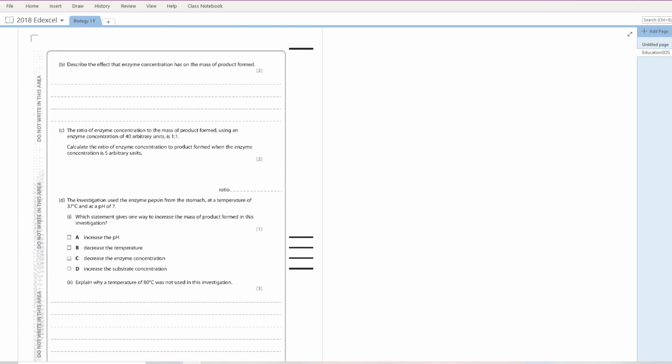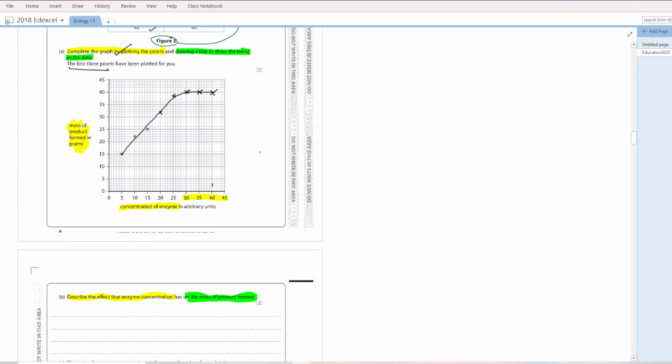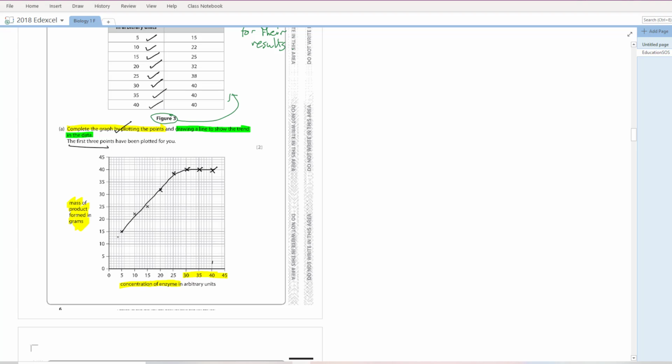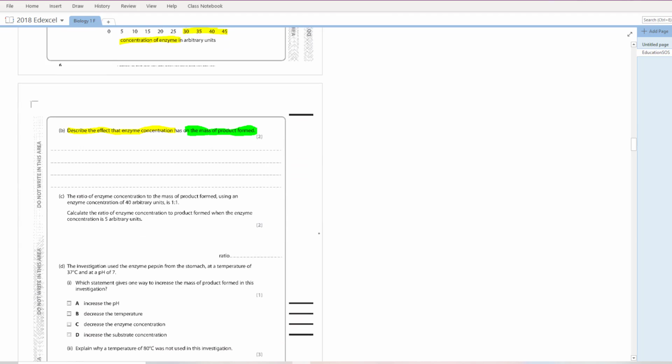The question states, describe the effect that enzyme concentration has on the mass of the product formed. So what effect does the enzyme concentration have on the mass of the product formed? I'm going to quickly look back at my graph, and I can see that as the concentration of the enzyme gets bigger, the mass of the product formed gets bigger, but after 30 arbitrary units, the mass of the product stays the same. So you're just telling the story of the graph.